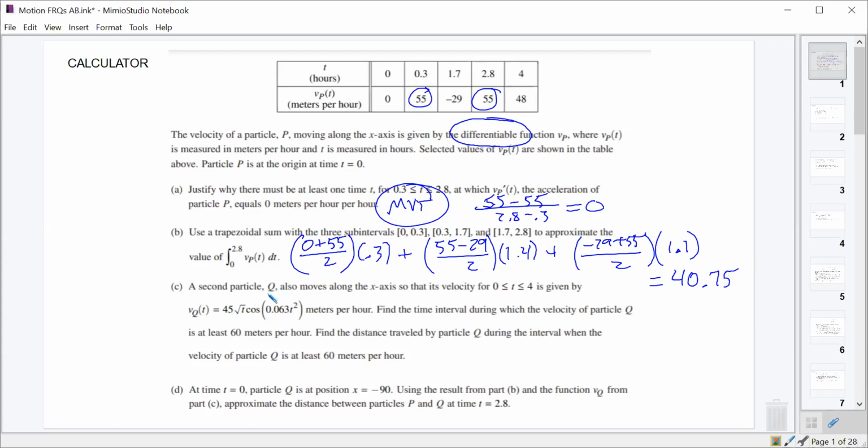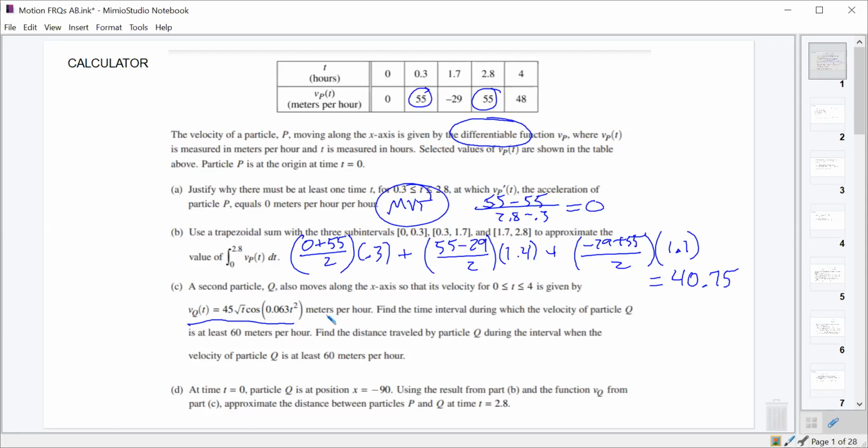All right. We have a second particle, particle Q, and they give us its velocity. We want to find the time interval during which the velocity of Q is at least 60 meters per hour. Okay. So all we have to do then is figure out when is this thing greater than 60, right? So when is 45 root t times the cosine of 0.063 t squared greater than 60?